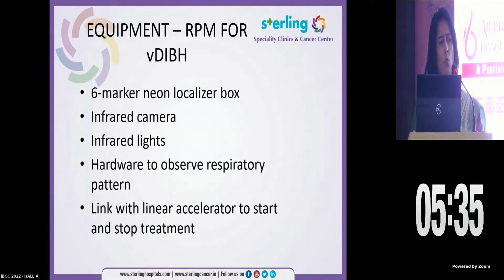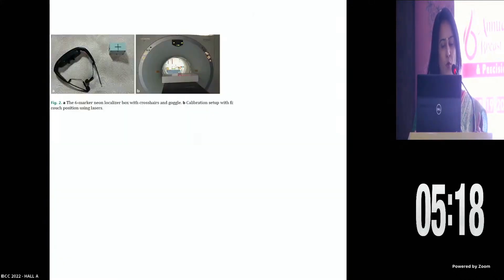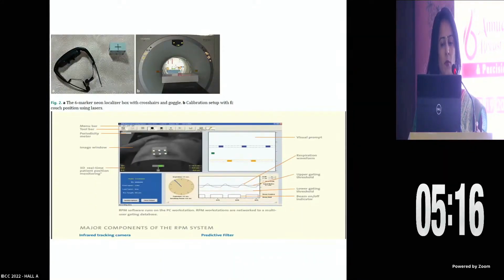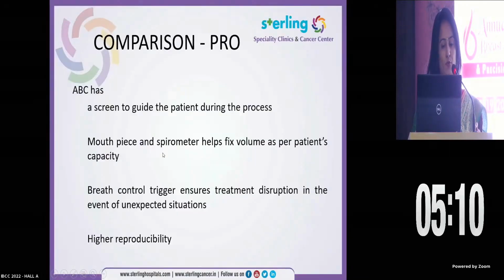The respiratory pattern is then transferred and noted, and then we decide the treatment. What happens in the Varian RPM system is a little bit simpler, because we have a small six-marker neon localizer box, which is kept on the chest wall. There are infrared cameras and lights which are observing this, and there's hardware again to observe the respiratory pattern, with a link to the linear accelerator which will start and stop the treatment. This is the neon box I'm talking about, and the infrared cameras capture the motion of this.